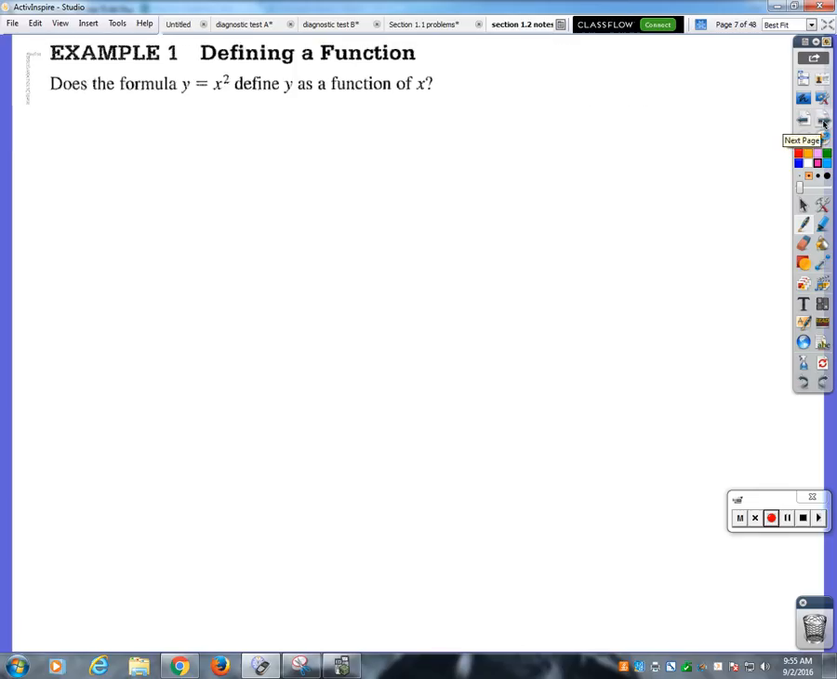All right, I don't know if we get into the vertical line test or not, but you remember that if you can draw a vertical line, the pencil test, and it only goes through one point in the graph, then you know that it is a function. Okay, so does the formula y equals x squared define y as a function of x?